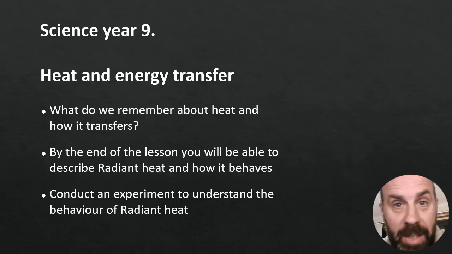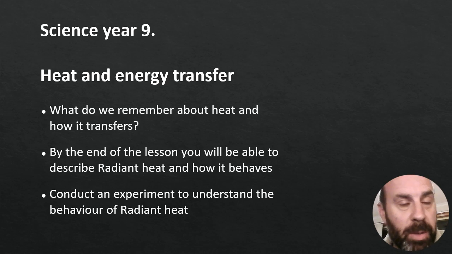So now while that experiment's going on, let's talk about our learning topic. So heat, energy and transfer. We've been talking about heat. What are the three types of heat transfer? Can you remember? We'll look at those in a sec. And by the end of this lesson, you should be able to describe radiant heat and how it behaves. So radiant heat is one of the types of heat transfer. And we've got our experiment where we're seeing how radiant heat behaves.